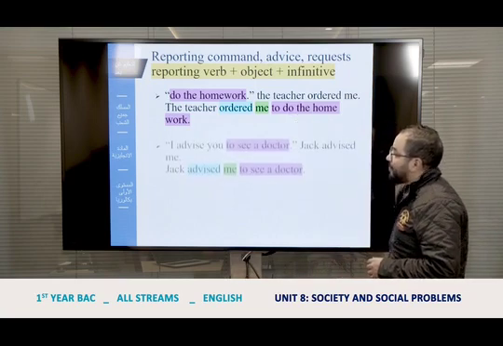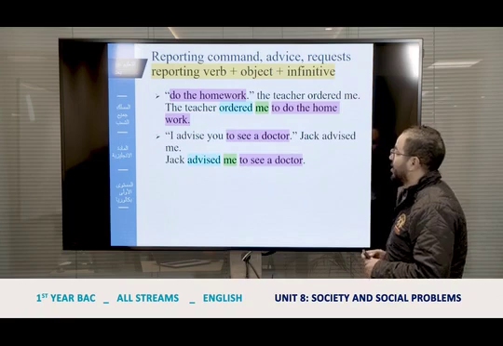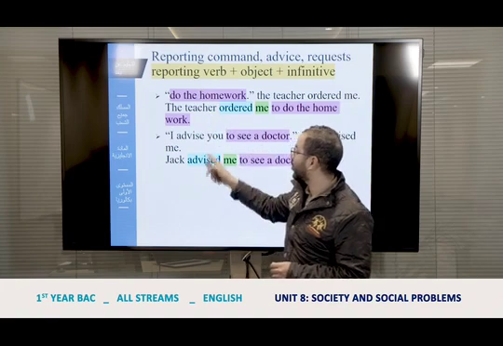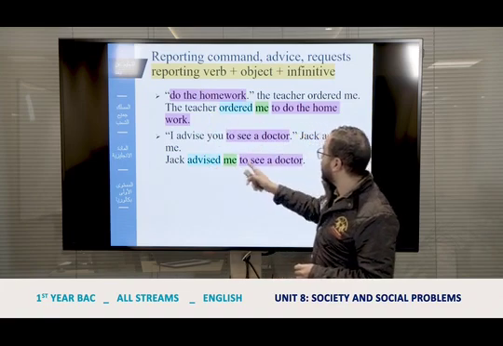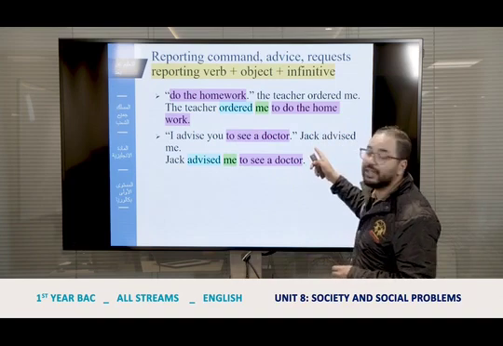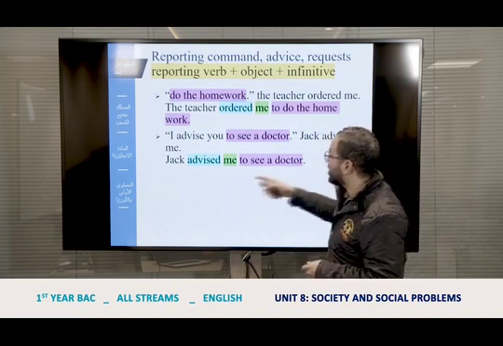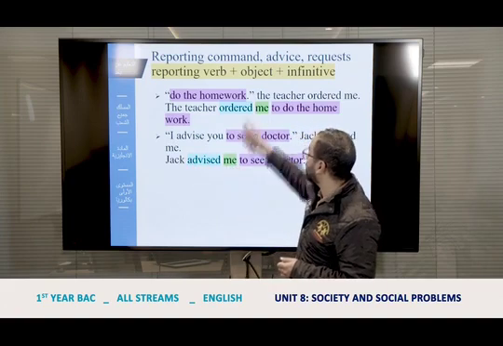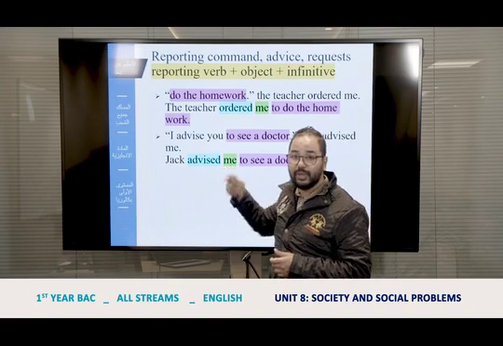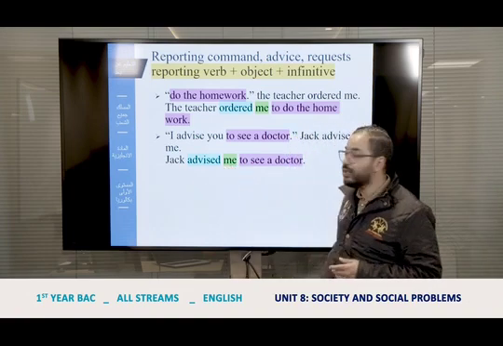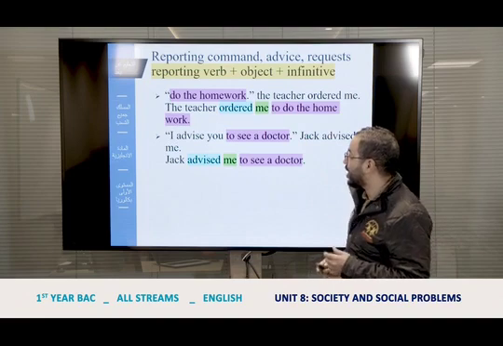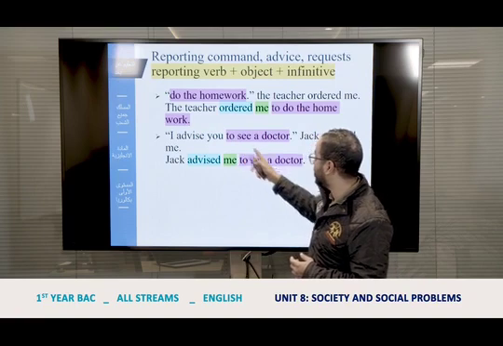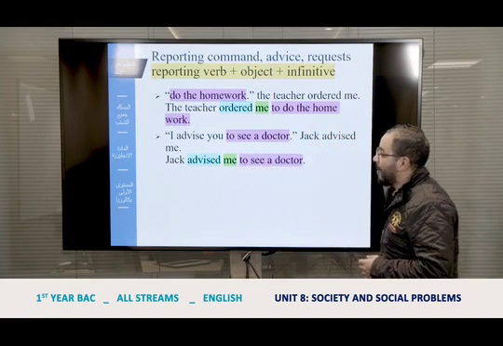Another example, "I advise you to see a doctor." Jack advised me. So Jack advised, reporting verb, me, object, to see a doctor. For example, Jack advised Ahmed, okay, so the object here is Ahmed. It's not always me, so we can use different objects according to the context. So Jack advised, reporting verb, me, object, to see. Here we keep to see a doctor.